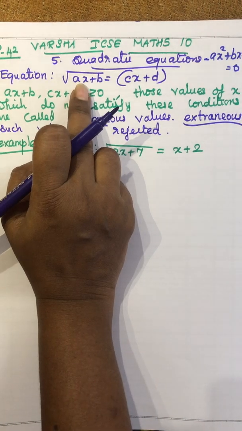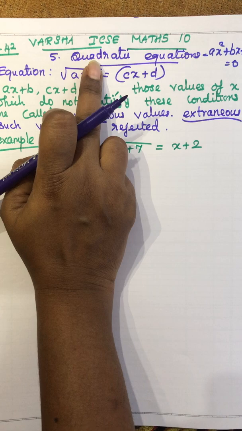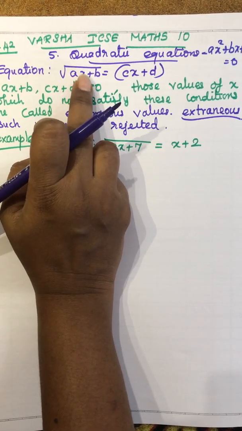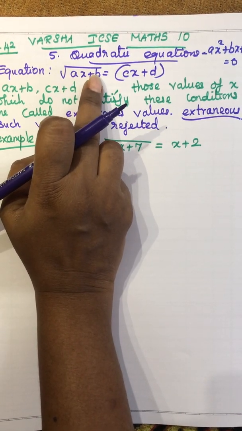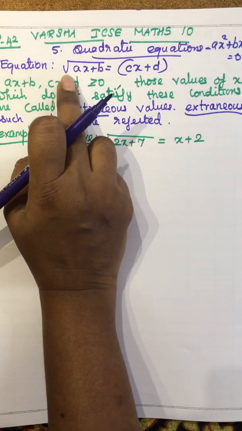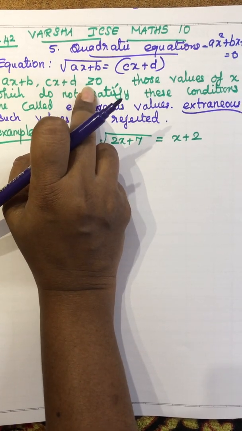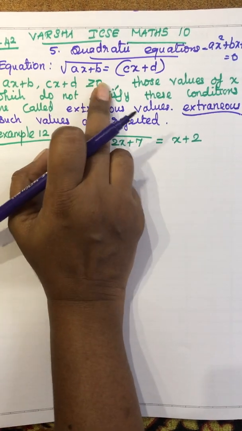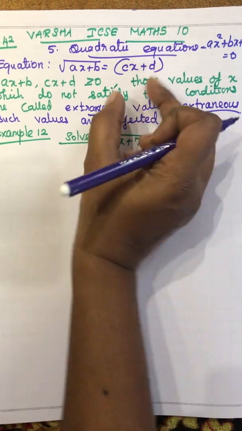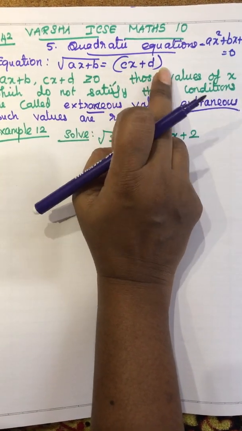So you will study that in your higher classes. In the square root the negative number is not possible. You can say it is undefined. So that is another chapter. So it should be greater than or equal to 0. So cx plus d also, because it is equal to a square root, this should be greater than or equal to 0.